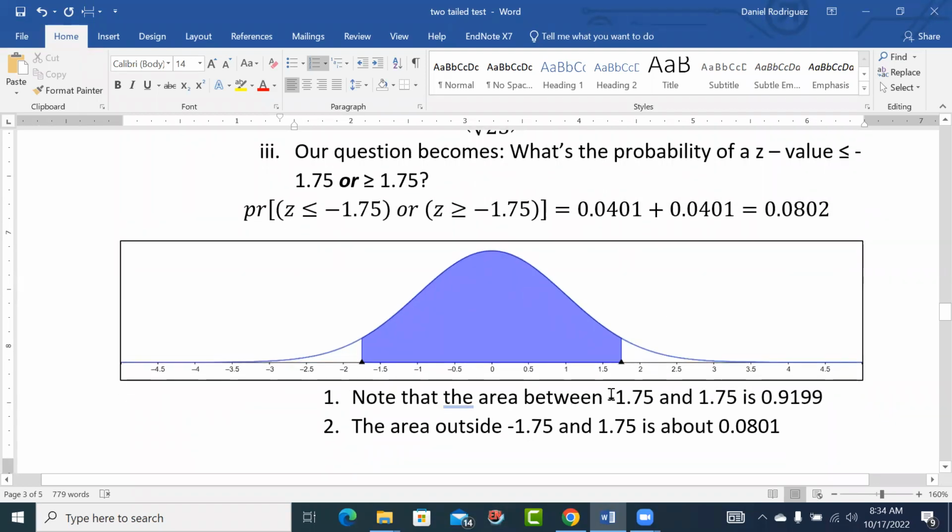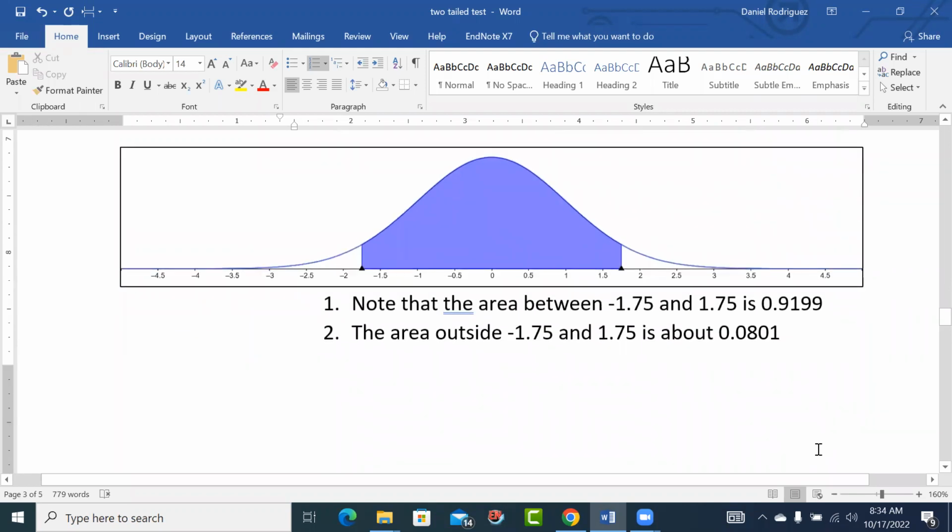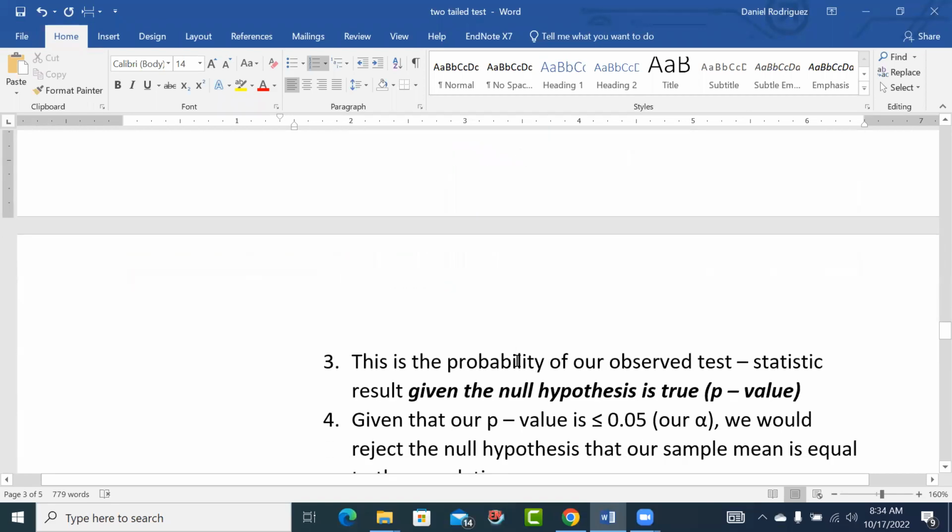We'll note that the purple area between minus 1.75 and 1.75 is 0.9199. And the area outside is just subtracting that from 1, and we get approximately 0.0801. It's basically the same, 0.0802, 0.0801. Okay, so this is our area of confidence that our sample belongs to the population, the null population, and this is the area where we're not so confident, right? That's why we call it the type 1 error.